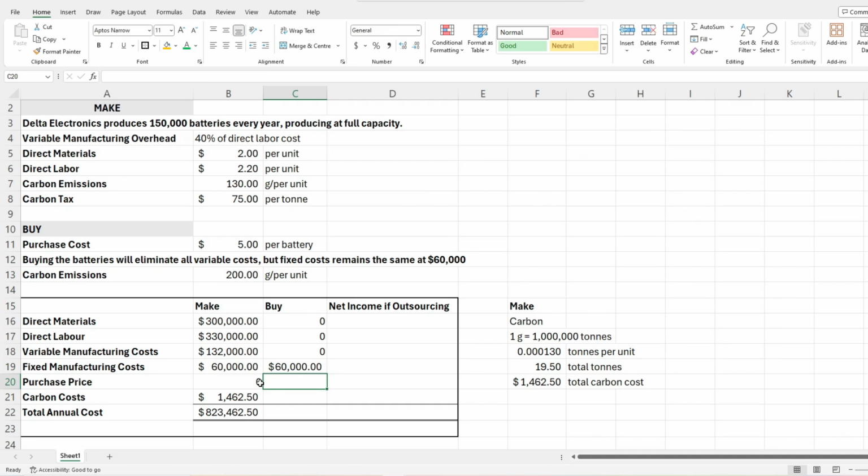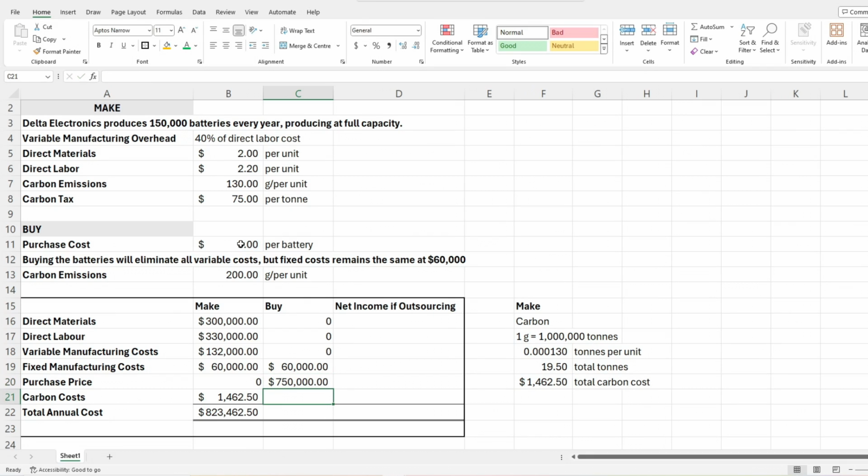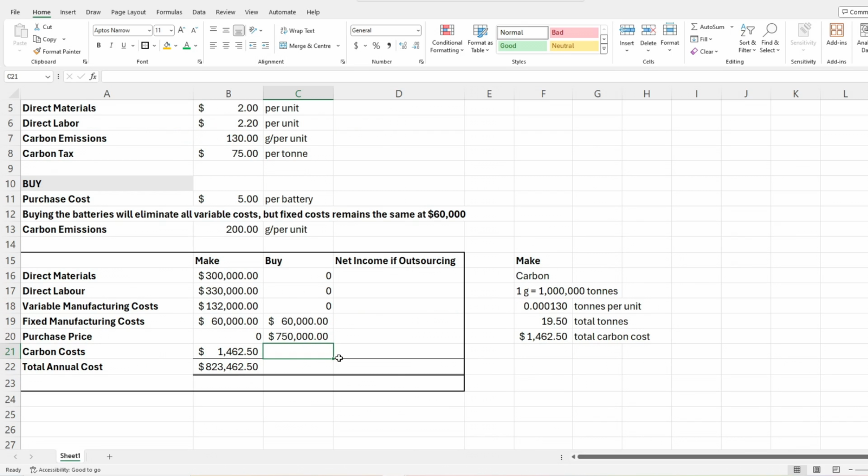Right, so for purchase price, this is something we do need to include. So it's $5 per battery times the amount of batteries we need to buy. So 150,000 gives us 750,000. And then our carbon cost. So make sure this isn't the same carbon cost, since there's a different amount of emission.